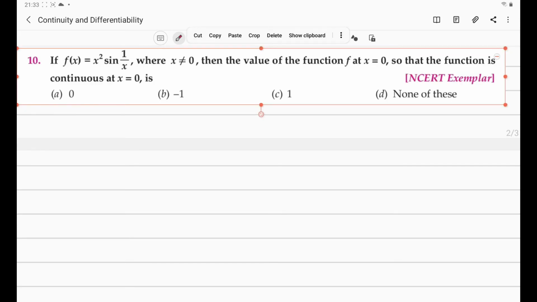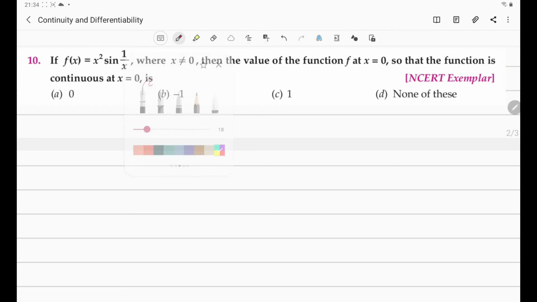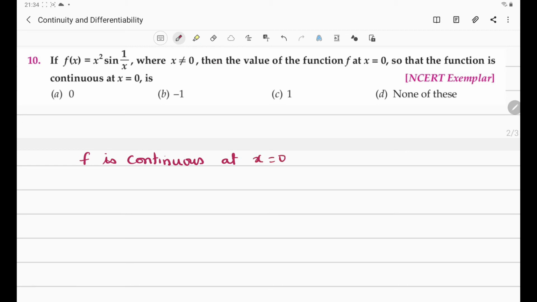Question number 10. If f of x is equal to x square into sin 1 by x, where x is not equal to 0, then find the value of the function f at x equal to 0 so that the function is continuous at x equal to 0. As we have seen, f is continuous at x equal to 0 if limit x tends to 0, f of x is equal to f of 0.